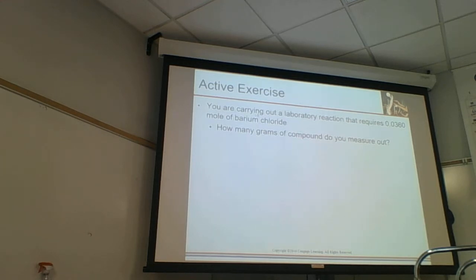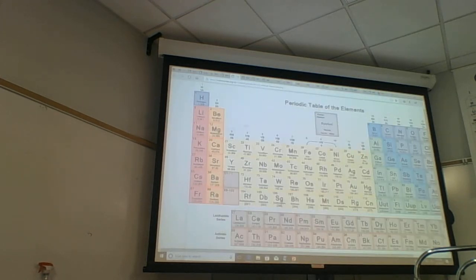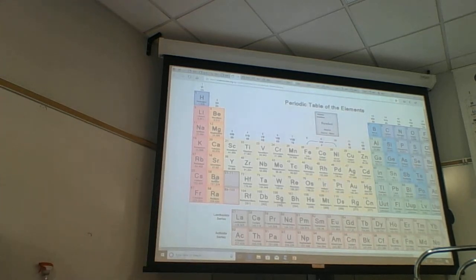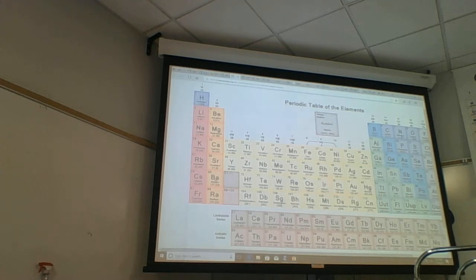So how many grams of compound do you measure out? A laboratory reaction requires 0.0360 moles of barium chloride. So we have 0.0360. What's the formula for barium chloride? What is the barium, Ba, charge? Well, if you have the periodic table, then you can see Ba is here, so what's the charge on Ba? Yeah, 2 plus. Ba 2 plus. Chloride? Minus. So formula? 1 Ba and how many chloride? BaCl2. So I have 0.0360 moles of BaCl2.